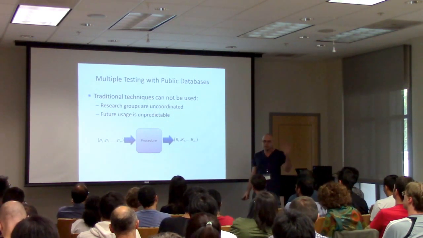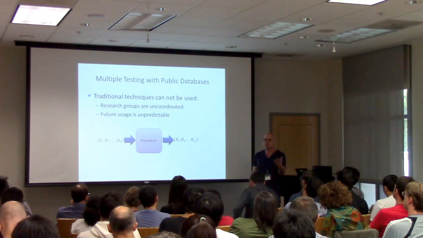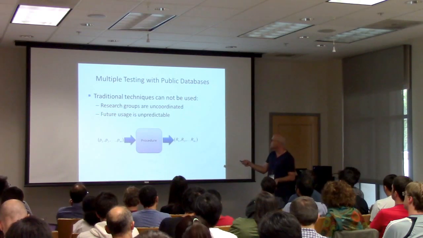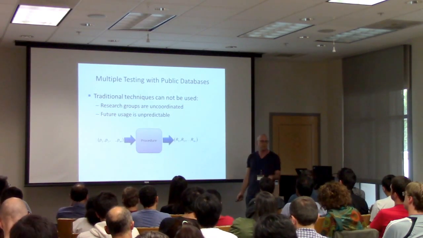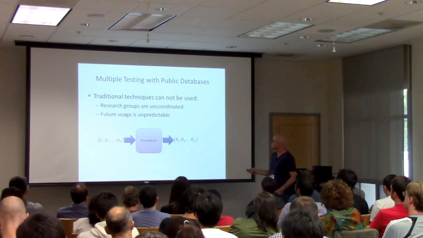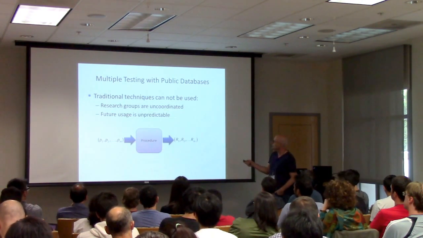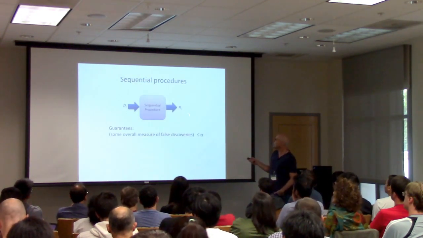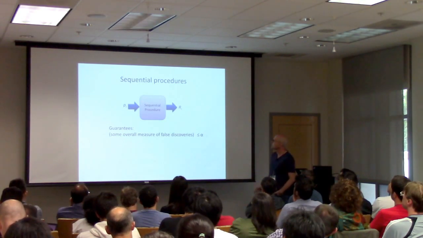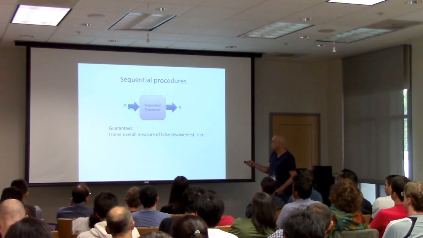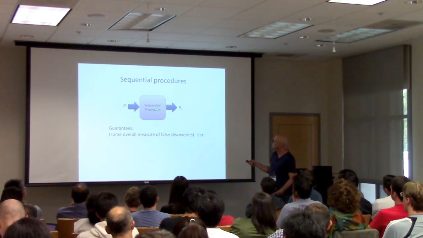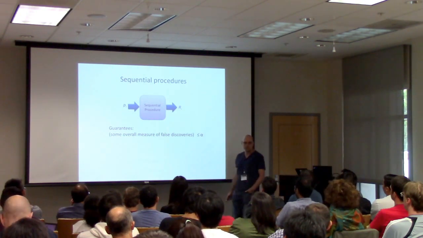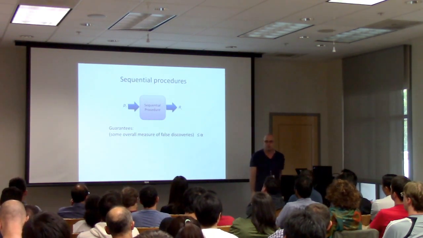Right, and the methods we talked about see a set of p-values and make a decision about the entire set of hypotheses at once, whereas a database like this is supposed to remain useful for future unpredictable use. So in some sense, this is the sequential nature and this is the uncoordinated nature of the research being done. So one thing we definitely want is for our procedure to be sequential. Each time it sees one p-value or several hypotheses being tested, it makes a decision on what it saw, but we still want to guarantee some overall measure of false discovery control. So this is the idea of a sequential procedure.